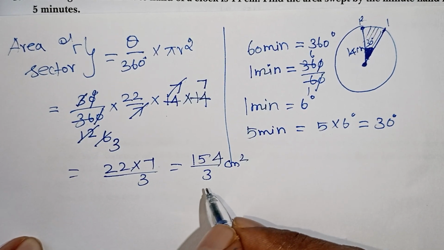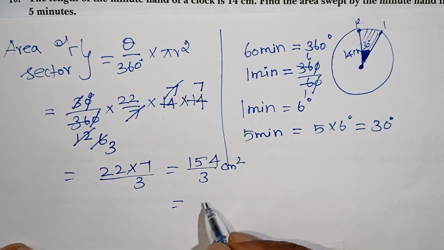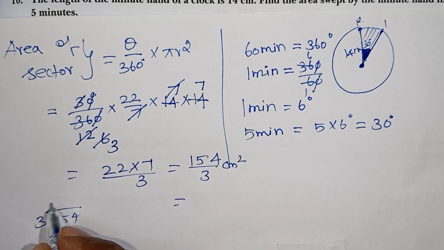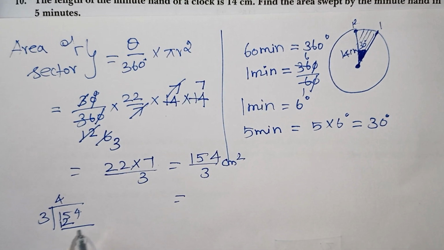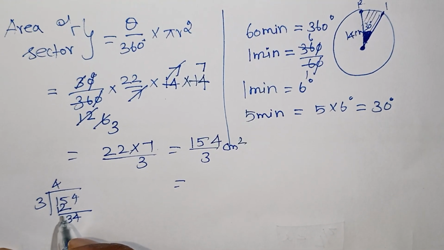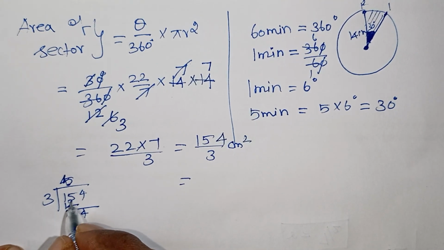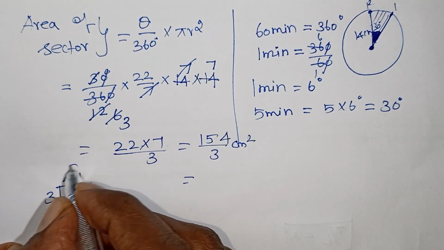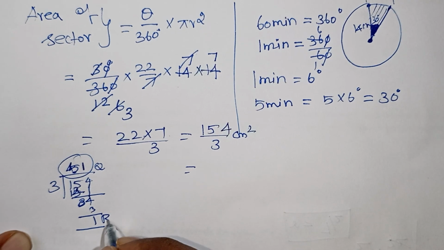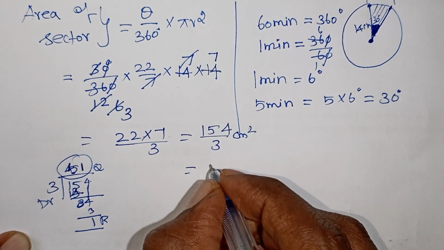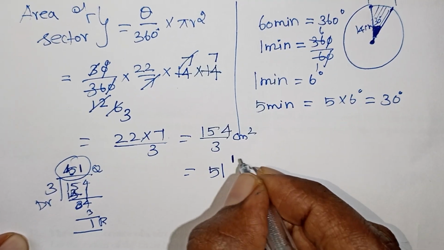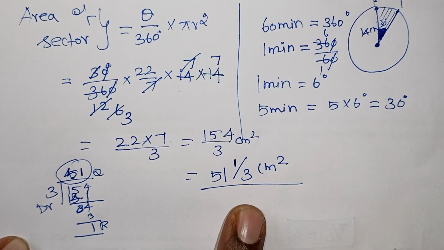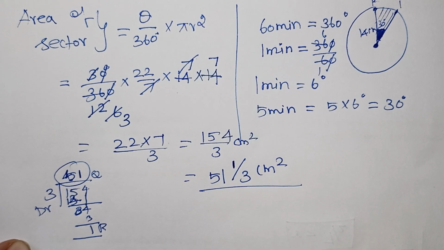If you want, you can stop here. Otherwise, we can go for the decimal or mixed fraction. 154 by 3. So 3 5s are 15. The next number is 4 1. 3 and 1, so 51 is the quotient, 1 is the remainder, 3 is the divisor. So 51 1 by 3 centimeter square we can write. So this is the area swept by the minute hand in 5 minutes.